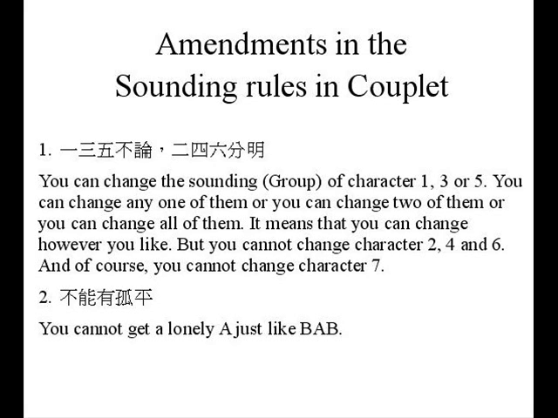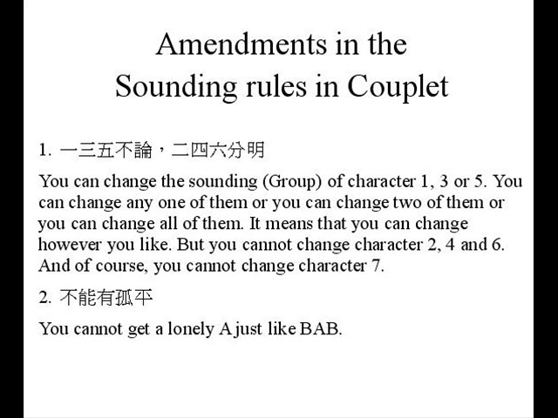But you cannot change character number 2, number 4, and number 6. And of course, you cannot change number 7, because there is a rule: you begin with group B and then end up with group A, and as a result, you cannot change character 7. Among the 7 characters, you can change 3 of them. This is amendment number 1.